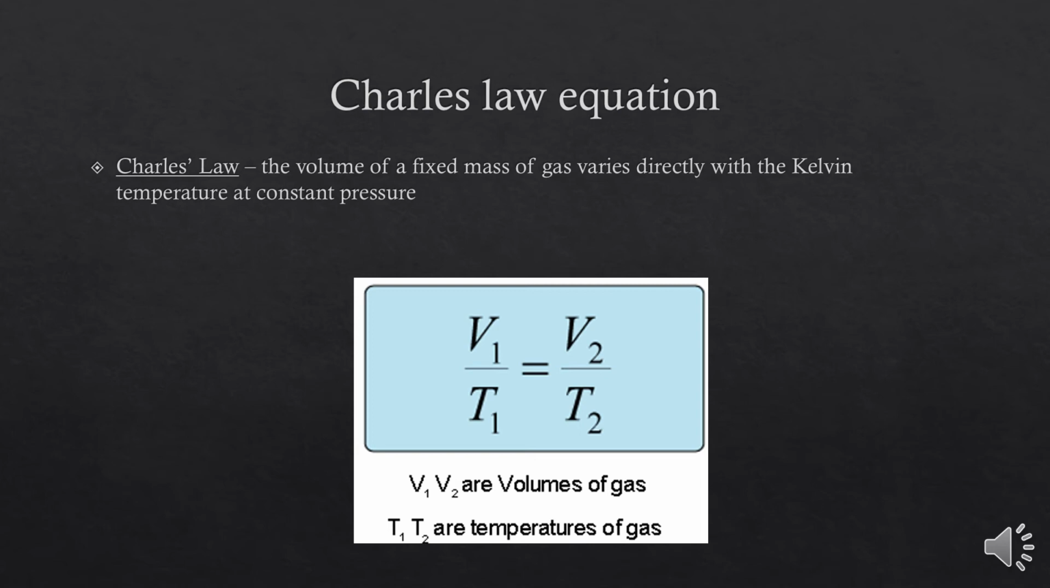Here's the equation for Charles's law. The volume of a fixed mass of gas varies directly with the Kelvin temperature at constant pressure. So V1 over T1 is equal to V2 over T2. If you were looking for volume 2, like we were in the last one, you divide V1 by T1, and then you multiply by T2 to get V2 all alone. A lot of it's just going to be algebraically moving these equations around. If you want to find V1, you need to multiply T1 over to the other side.